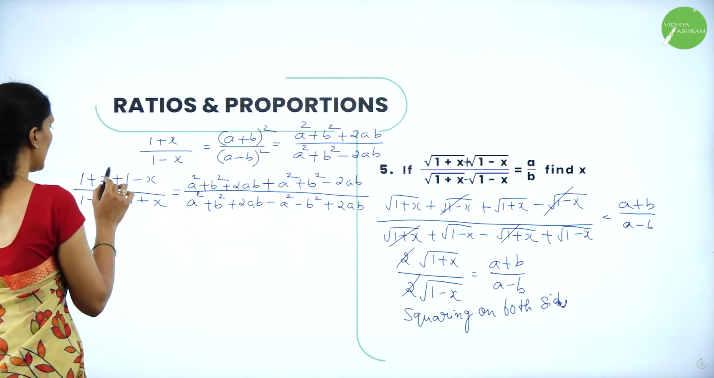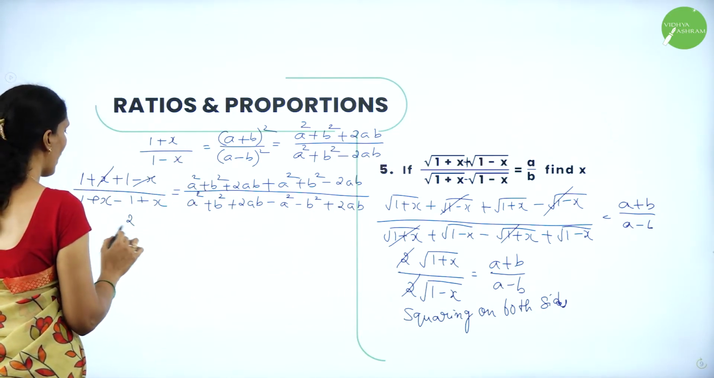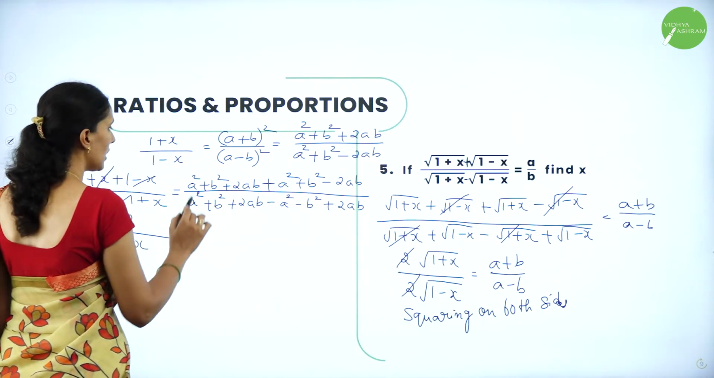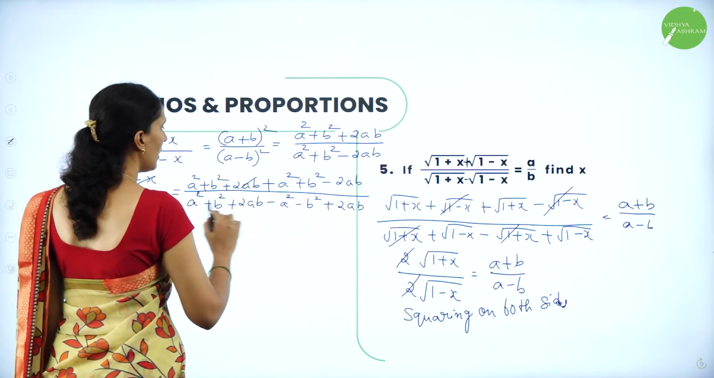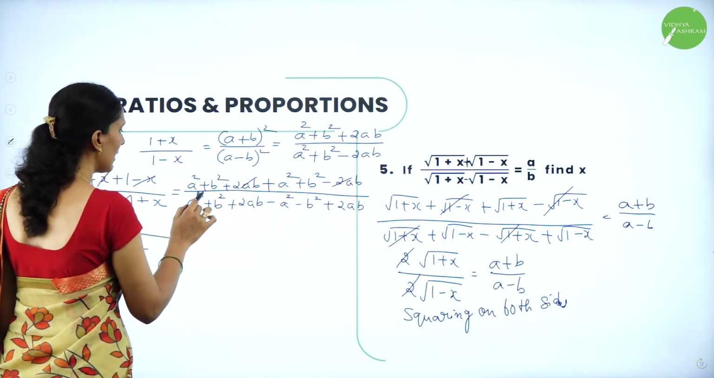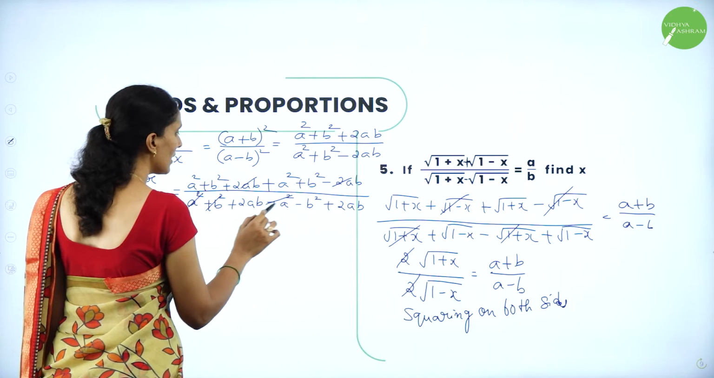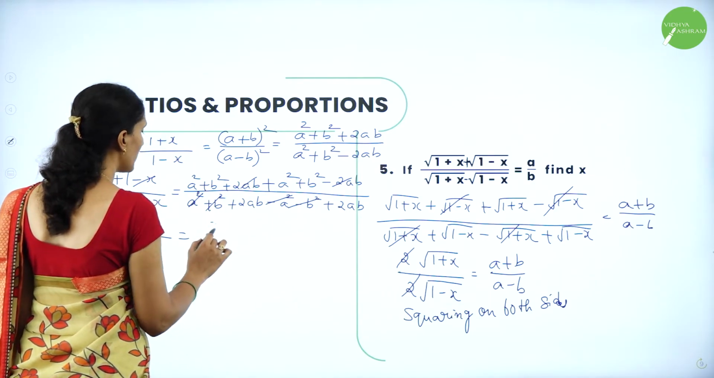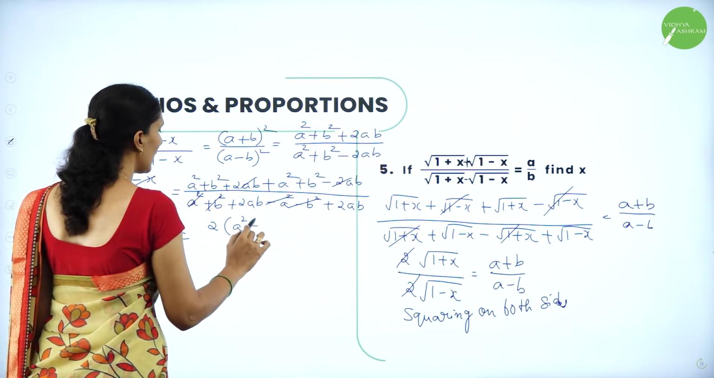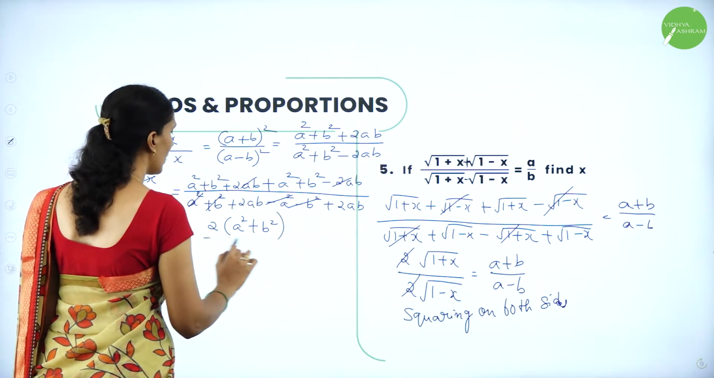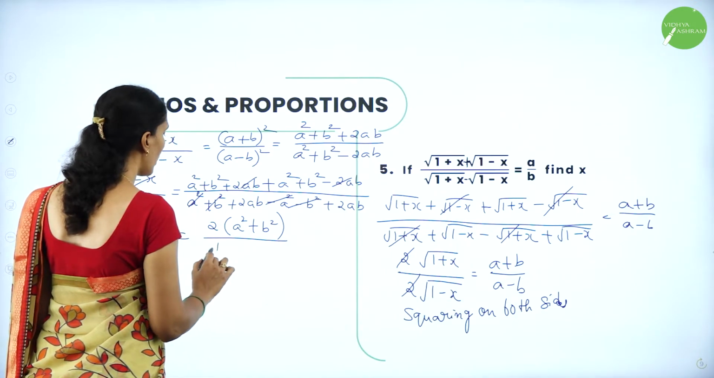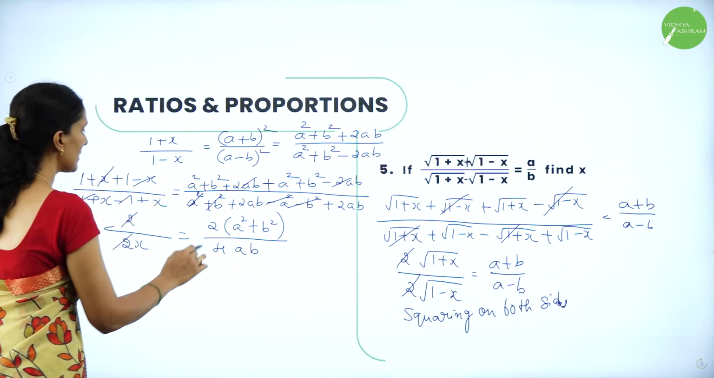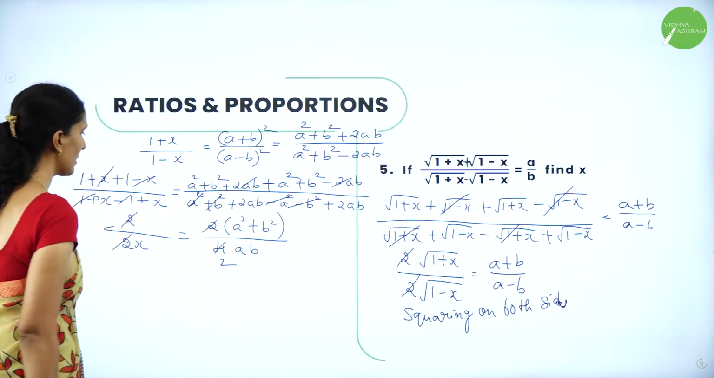Here you can see x gets cancelled, so your value is 2. 1 gets cancelled, your value is 2x. Here it is plus 2ab, minus 2ab gets cancelled. a square b square minus a square minus b square gets cancelled. Here 2a square plus 2b square, take 2 common factor, a square plus b square you will get, and here 2ab plus 2ab, 4ab. 2 gets cancelled here, 2 and 2 get cancelled here.